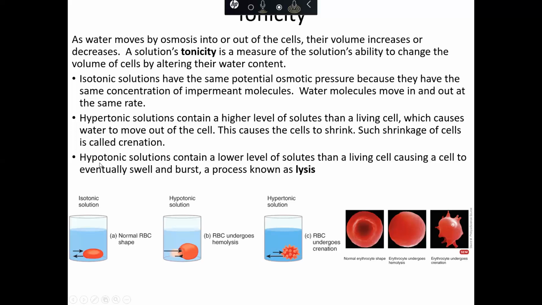Hypo, that prefix actually means low. This is where essentially the fluid is like pure water, nothing dissolved in it, or maybe not enough dissolved in it compared to what's inside the cell. So there's a lower level of solutes than in a living cell, causing water to rush in, so much so that it could actually swell and burst, like if you fill a water balloon with way too much water. The term lysis means for a cell to burst. If you attach the prefix hemo, it refers to red blood cell bursting, but it doesn't necessarily have to be a red blood cell for this to take place.